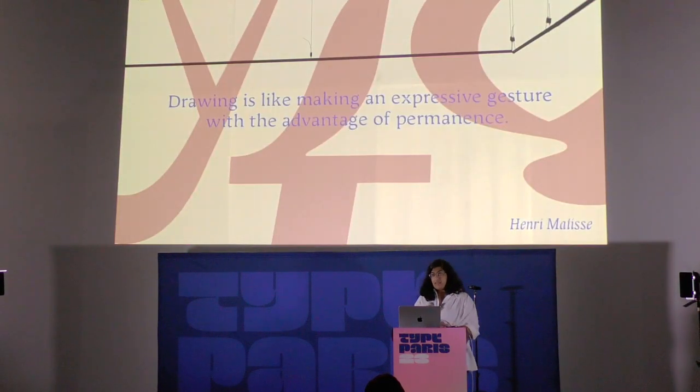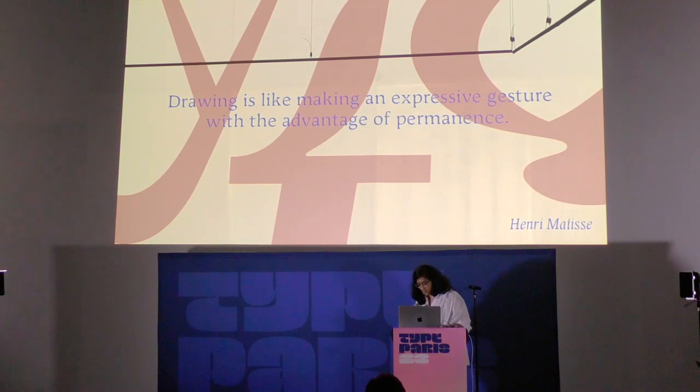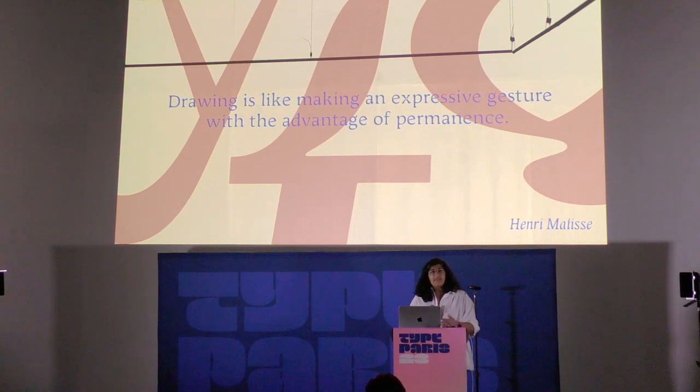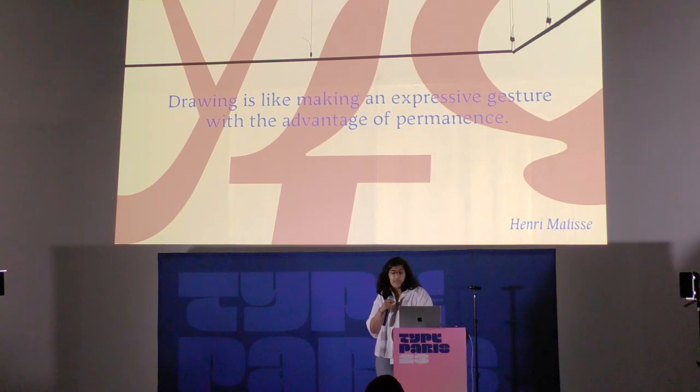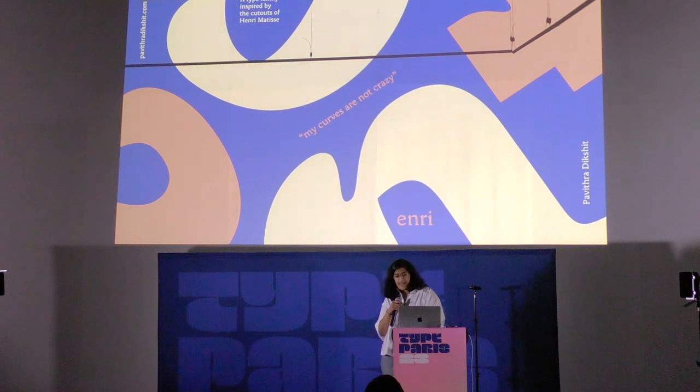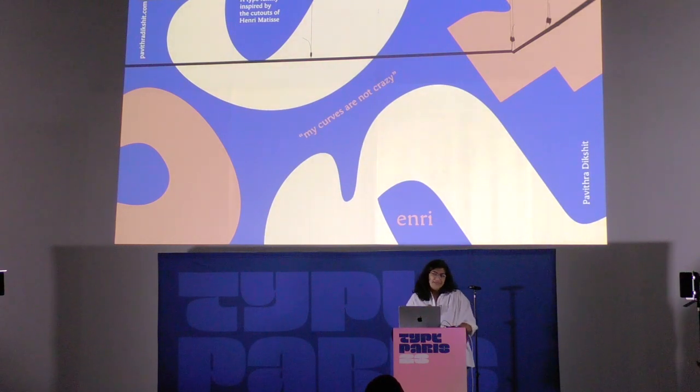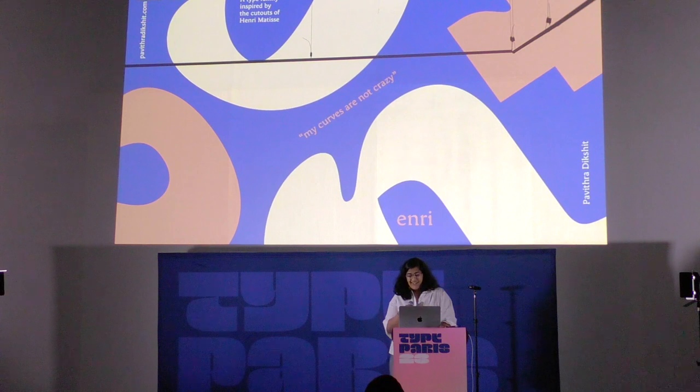My summation of most of the work that I did here, from a drawing perspective and type design, is that drawing is like making an expressive gesture with the advantage of permanence, like Matisse said. And I think that truly reflects in the work, and in how I got the opportunity to make something that I could call permanent, not really publishing it, but we'll see. He said my quotes are not crazy, and I really respect that. You'll see it in the poster. That's Henry.